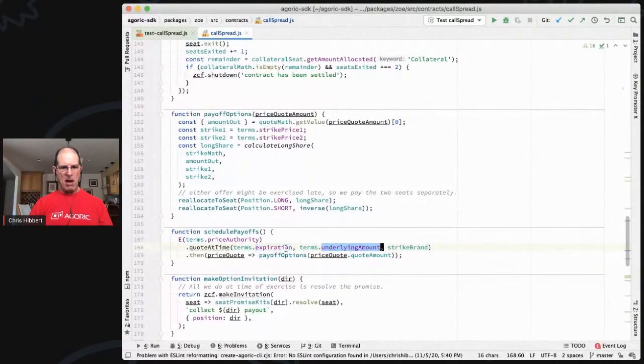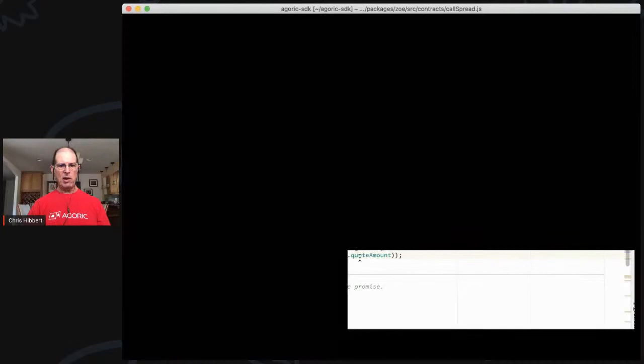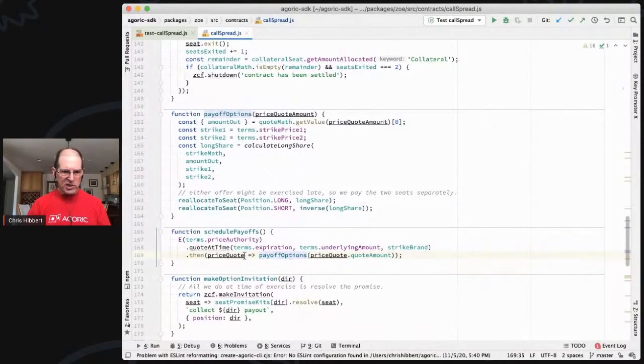We pass in the underlying amount, which the price authority is required to know how to price. We pass in a brand so that it can tell us what the price is in the strike issuer, and this quoteAtTime function will eventually, we do this E of terms.priceAuthority, which means that it's an eventual call, and so this schedule payoffs returns immediately, but this then function isn't called until the price authority returns a quote at the expiration time. And so when that happens later, this calls payoff options. The price quote was the return value from quoteAtTime, and we're going to pass that quote amount into payoff options.